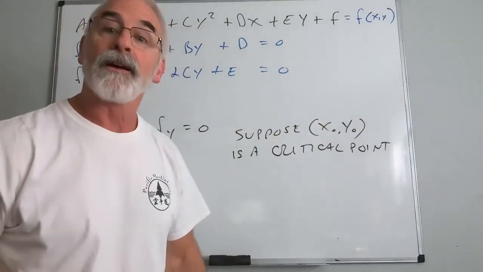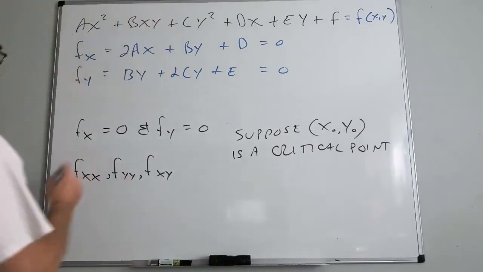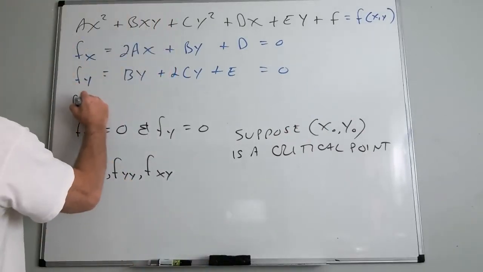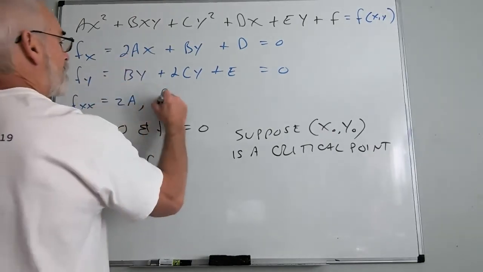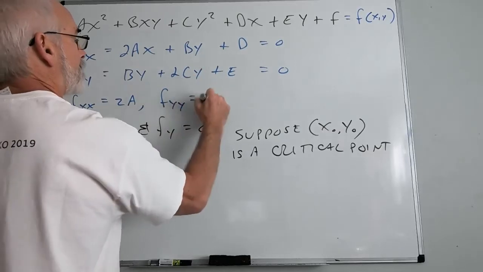Now I want you to notice something. What if I take the second derivatives? What is fxx? That's 2a. What is fyy? That's 2c.